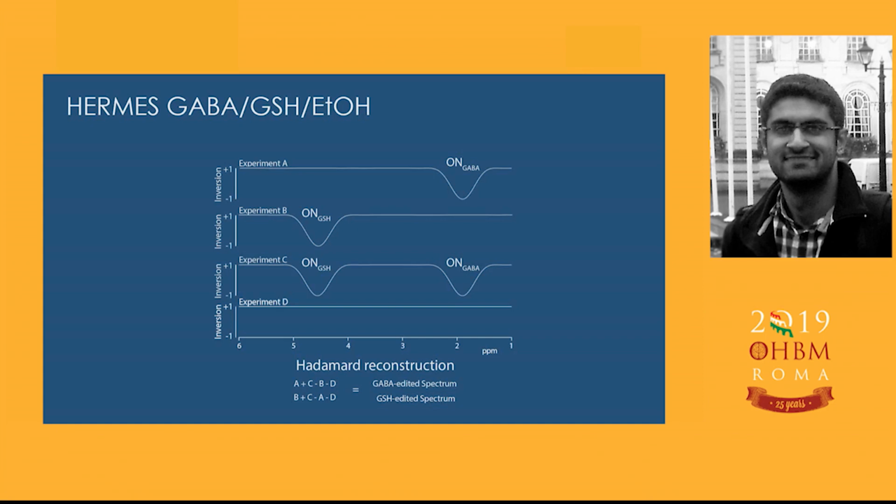All right. So coming back to our HERMES editing. So we know that we can use HERMES for GABA and glutathione editing. Can we acquire more? So we had 2 metabolites first, GABA and glutathione, and you can see here that you can use single lobe in experiments A and B for GABA and glutathione. However, you can replace that with dual lobe editing pulses. Now, instead of performing just GABA and glutathione editing, you can perform GABA, glutathione, and ethanol editing. And then Hadamard reconstruction involving A plus B minus C minus D gives you the ethanol-edited spectrum, along with your GABA and glutathione-edited spectra.